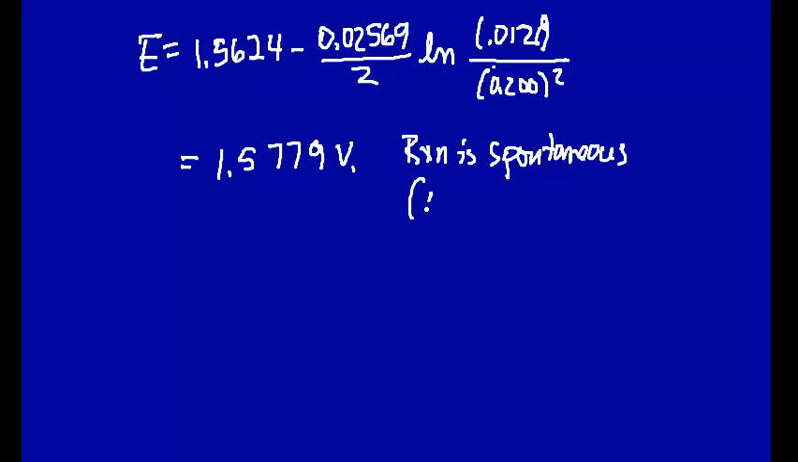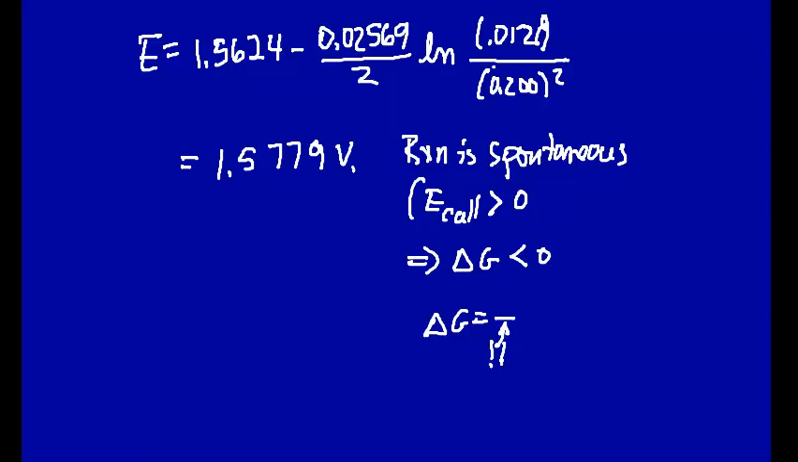So this implies that the reaction is spontaneous, or in other words, E for the cell is greater than 0, and that also implies that delta G for that reaction as written with those concentrations is less than 0. Because remember, which I always forget, delta G is minus NFE. All right, so we've done that problem. Those two problems, the reaction is spontaneous.